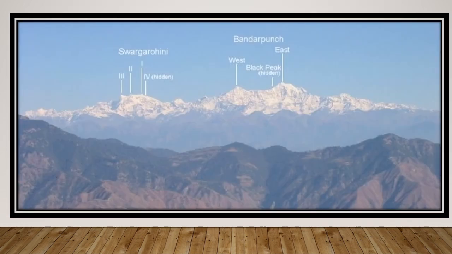This is a picture of the place. These are the Swargrohini ranges from where the Saraswati river originates, and close by is the Bandarpunj range.